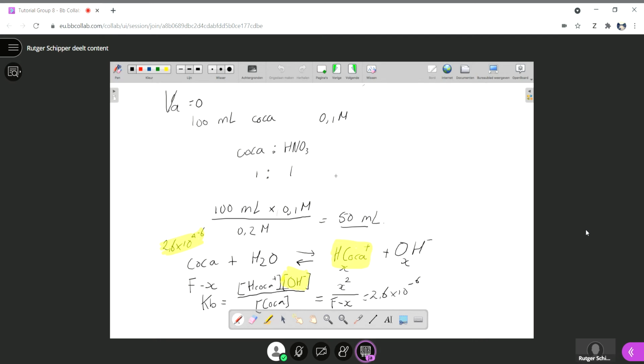Does everyone understand this part, right? So x squared divided by the formal concentration minus x. What's the formal concentration? It's basically what we think the concentration of cocaine is, but it actually isn't, because some of the cocaine has reacted to the protonated form. So this is basically 0.1, right? And the x remains the x. We want to find x.